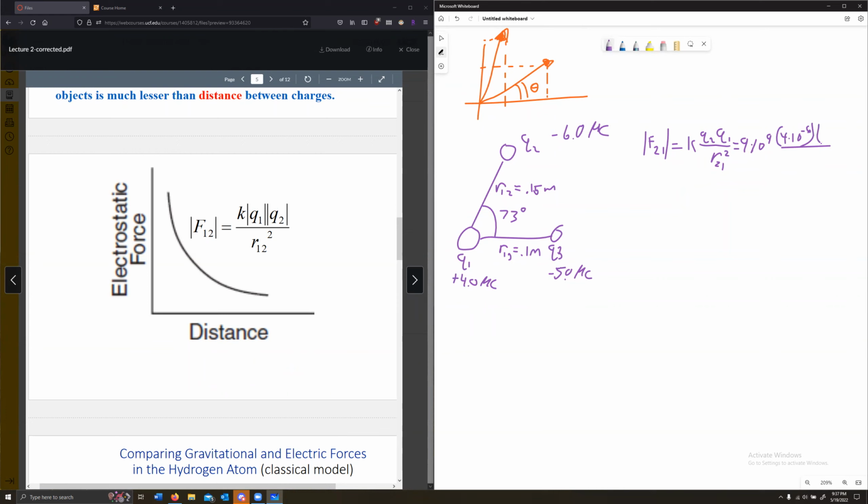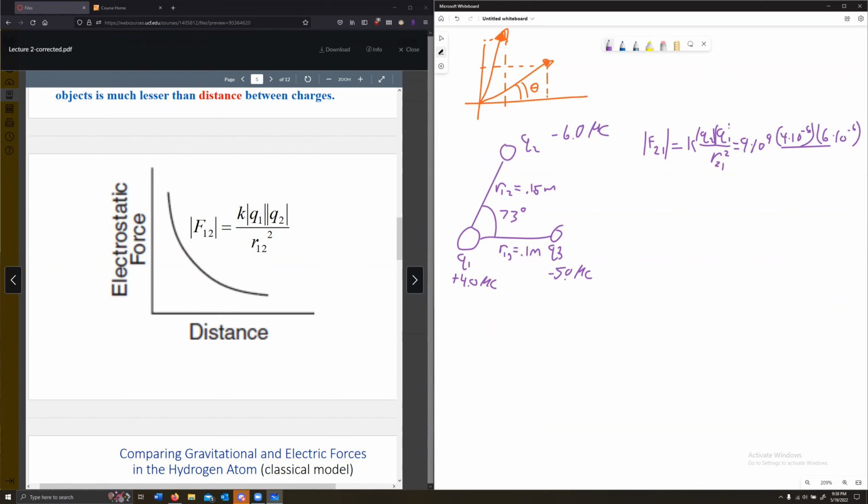Then it's going to be the same thing over here. It's going to be 6 times 10 to the negative 6. Now, these are magnitude forces.